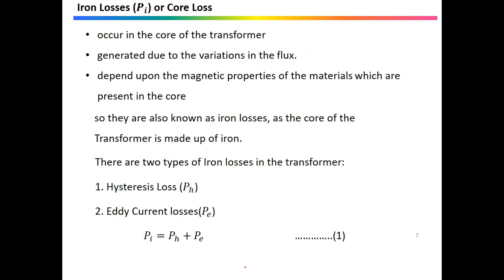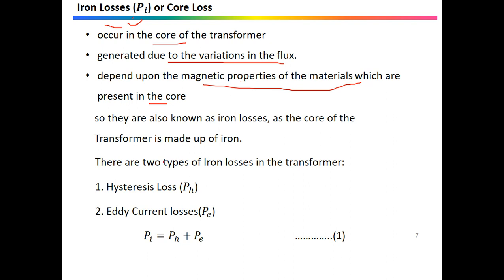Now we will solve it for the iron losses. It is another important part of the losses, and these iron losses occur in the core of the transformer. They are generated due to the variation in the flux. Whatever the change in flux, that will be responsible for generating this type of losses, and these losses depend on the magnetic properties of the material present in the core. They are also known as iron losses, as the core of the transformer is made of iron, and since they do not change with the load, these losses are constant.